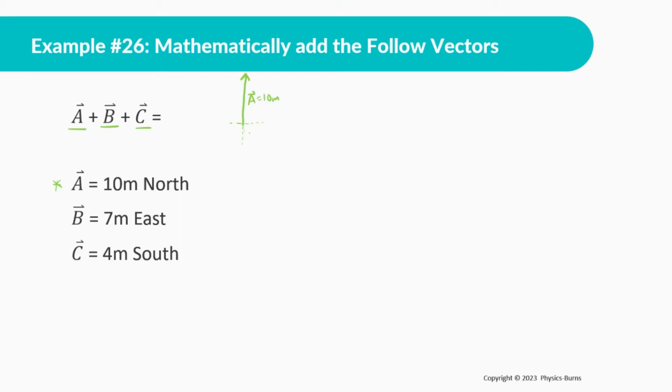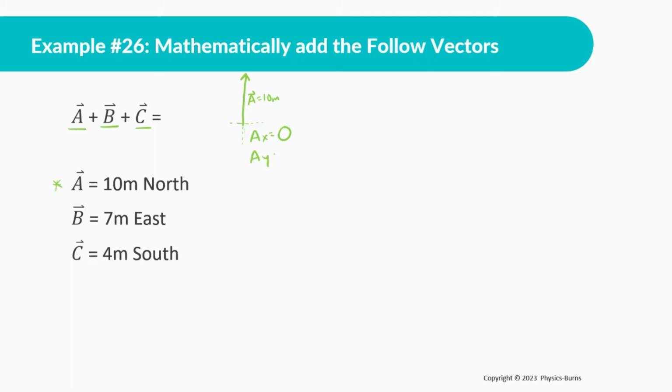And now I'm going to figure out how much is A in the X and how much is A in the Y. Luckily, I don't really have to do any math here. I can just put it down here. A sub X is equal to 0. And I know that because A is just going straight up, so it's not moving left or right at all.